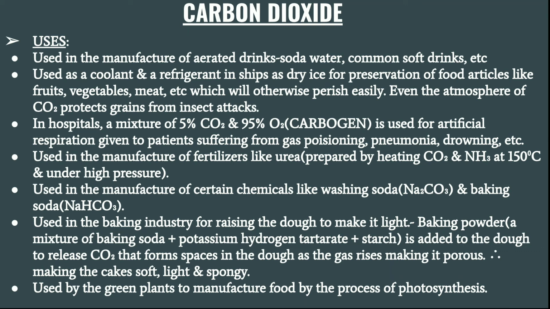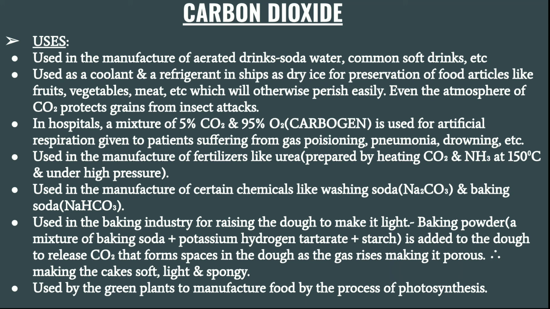It's used in the baking industry to raise the dough, like baking powder, which is a mixture of baking soda, potassium hydrogen tartrate and starch. So three things are there in baking powder. It is added to the dough to release carbon dioxide that forms spaces in the dough, so that as the gas rises, making it porous, the cakes are soft, light, and spongy.